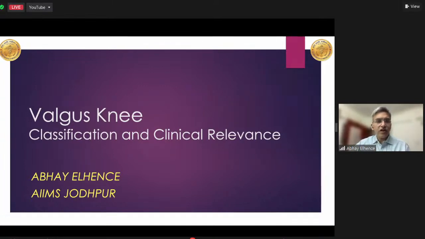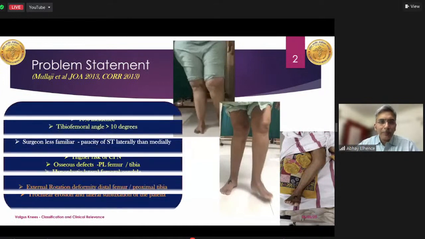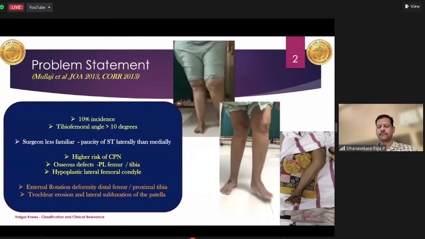My brief today is to speak on the valgus knee, the classifications, and what clinical relevance we have from being able to classify these knees. Essentially, a tibiofemoral angle of more than 10 degrees qualifies as a valgus. About 10% of the total knees that we do will be valgus, so it's not a very common entity compared to the quantum of total knees that we do.